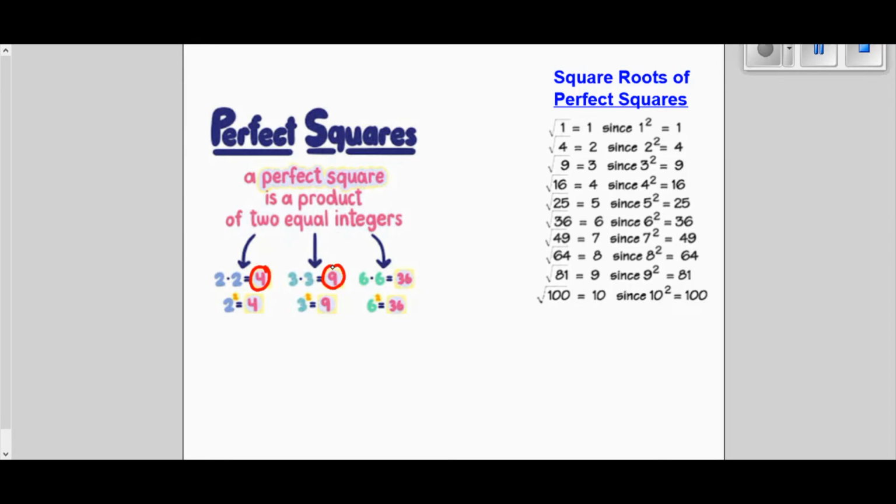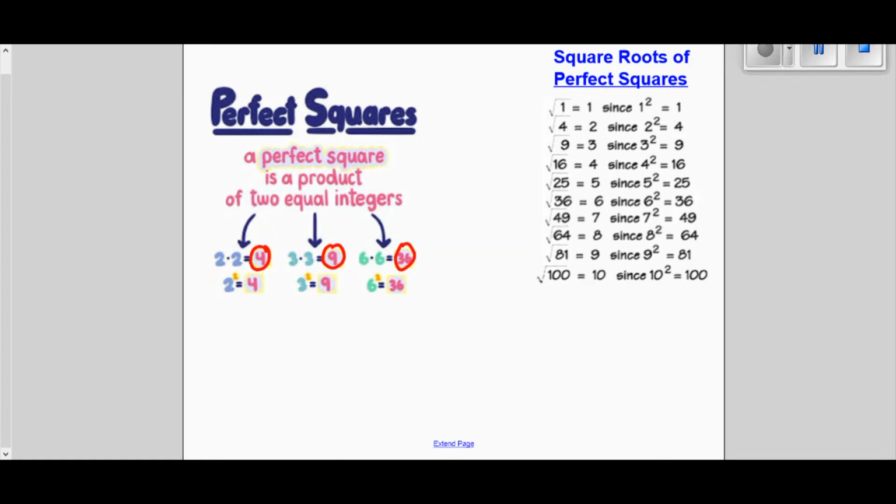Another example would be if I was to multiply 6 times 6. So I'm multiplying two equal integers together. I'm multiplying 6 and I'm multiplying 6. So they're the same integer and I'm multiplying it. So that result, 6 times 6, is 36. So 36 is a perfect square because I multiply 6 by itself to get 36.